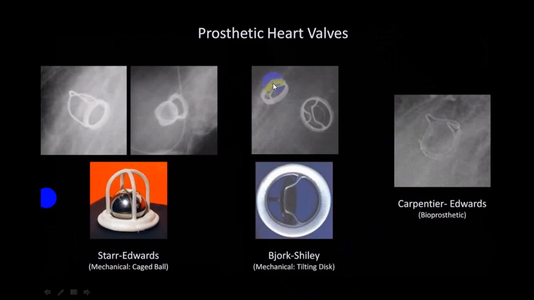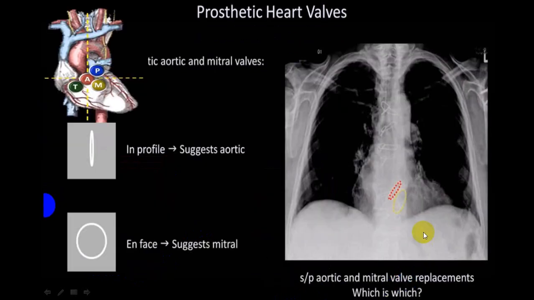This is a disc shape. This is a bioprosthetic valve, which looks like this, and this is a mechanical valve called caged ball valve, ball and socket. Usually we use the words ball and socket, and this is called tilting disc valve, and this will be the shape of that particular valve. So these are the different types of valve. This is an aortic valve. This will be a mitral valve, and this will be the shape which will appear in an AP view.